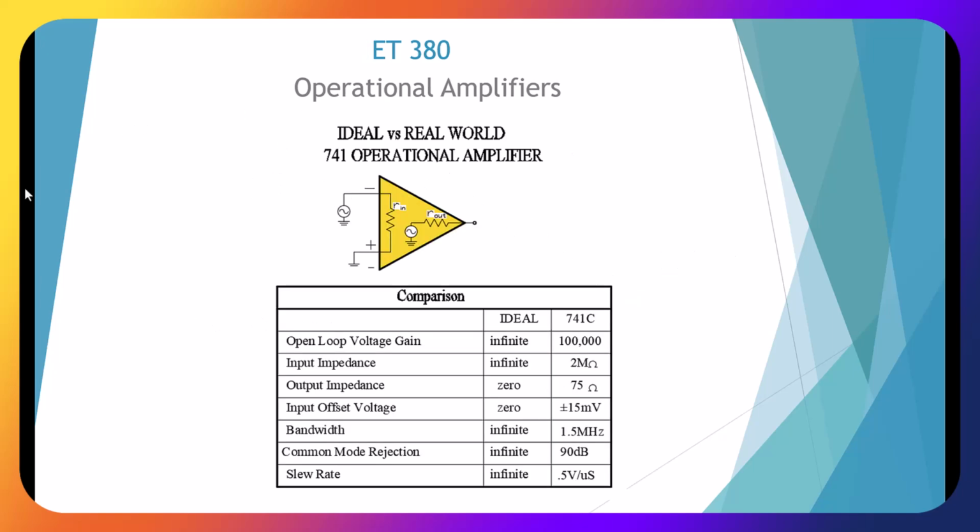Real world versus ideal op-amps. An ideal has infinite open loop gain voltage. A real one is around 100,000. Input impedance is infinite for an ideal one, and a real one's about 2 megohms. Output impedance is 0, real world's about 75. Input offset voltage is 0. And we say that it has an infinite bandwidth, infinite common mode rejection, and infinite slew rate. But those are with some reasonable numbers.